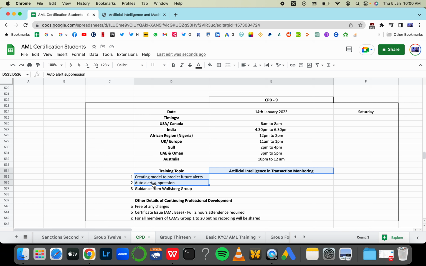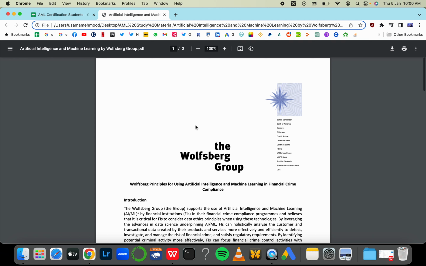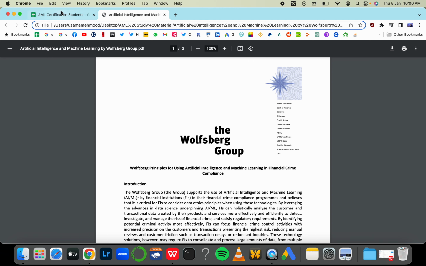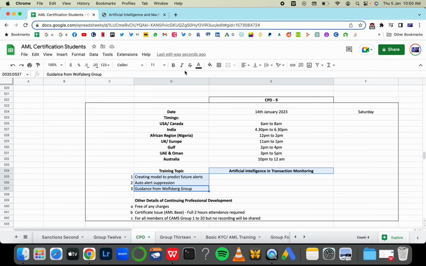how alerts can be auto-closed or suppressed after they are generated using artificial intelligence, and what is the guidance that the Wolfsberg Group basically issued last year about what financial institutions are supposed to do when they are using artificial intelligence using an automated tool in transaction monitoring. So we're going to do that.